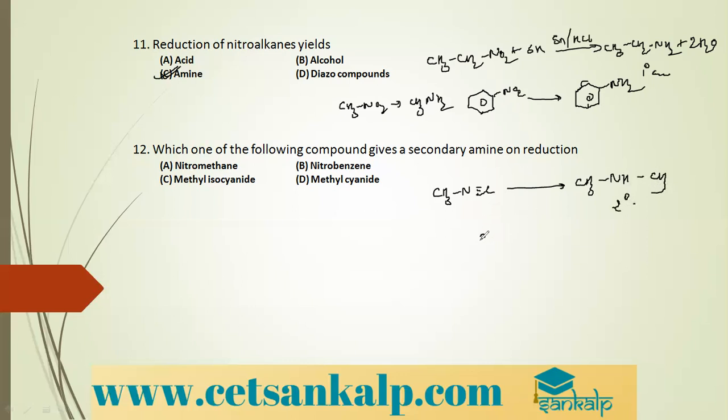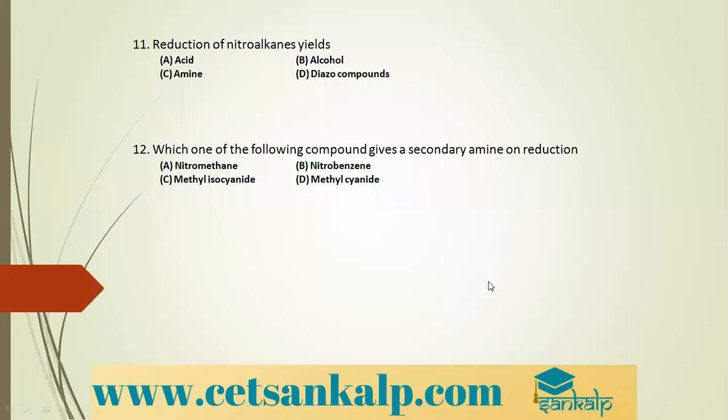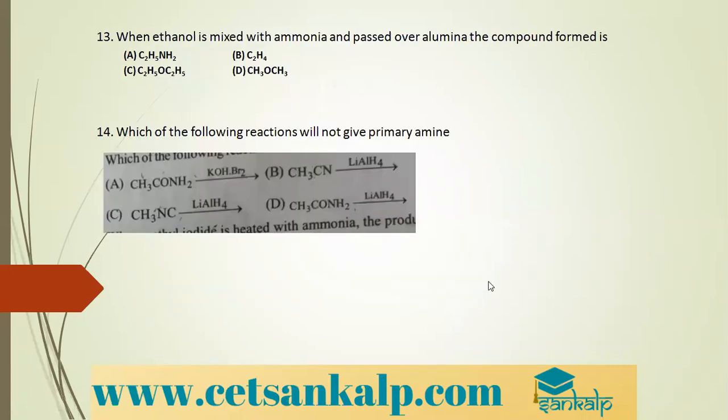One more example, methyl cyanide, CH3CN. When I carry out reduction, I'll get CH3CH2NH2. So out of all these, this and this give us primary amines. Only isocyanides give us secondary amines on reduction, whereas the rest all give us primary amines.